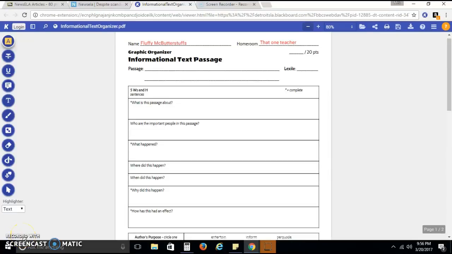This video is going to show you how to complete the informational text passage graphic organizer. I'm going to complete this using a News ELA article, but you could complete this with any informational text article.